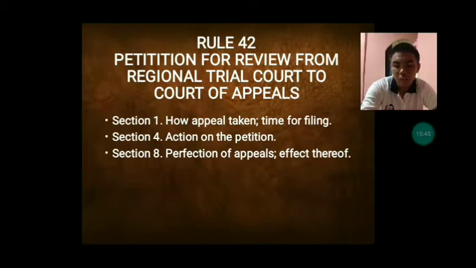The petition shall be filed and served within 15 days from notice of the decision sought to be reviewed, or of the denial of petitioner's motion for new trial or reconsideration filed in due time after judgment.